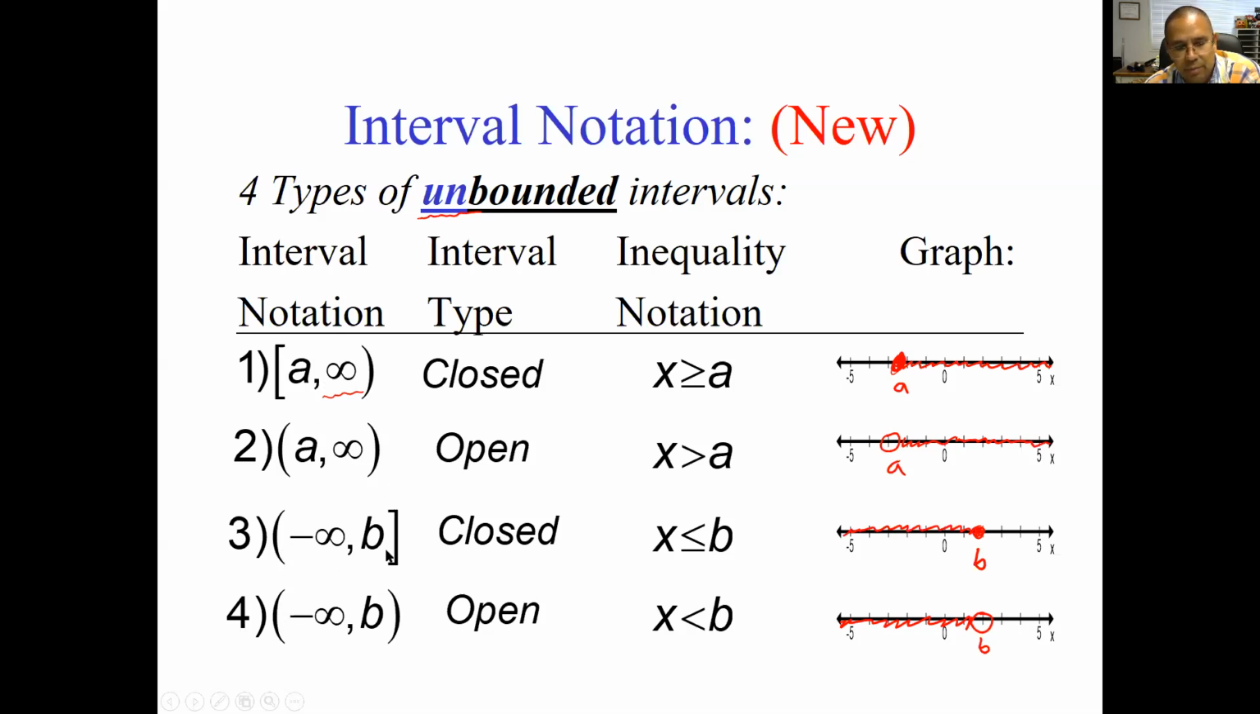So when I see negative infinity to b, that means it's every number from negative infinity all the way up to b. So it's going to the left. So hopefully that makes sense.